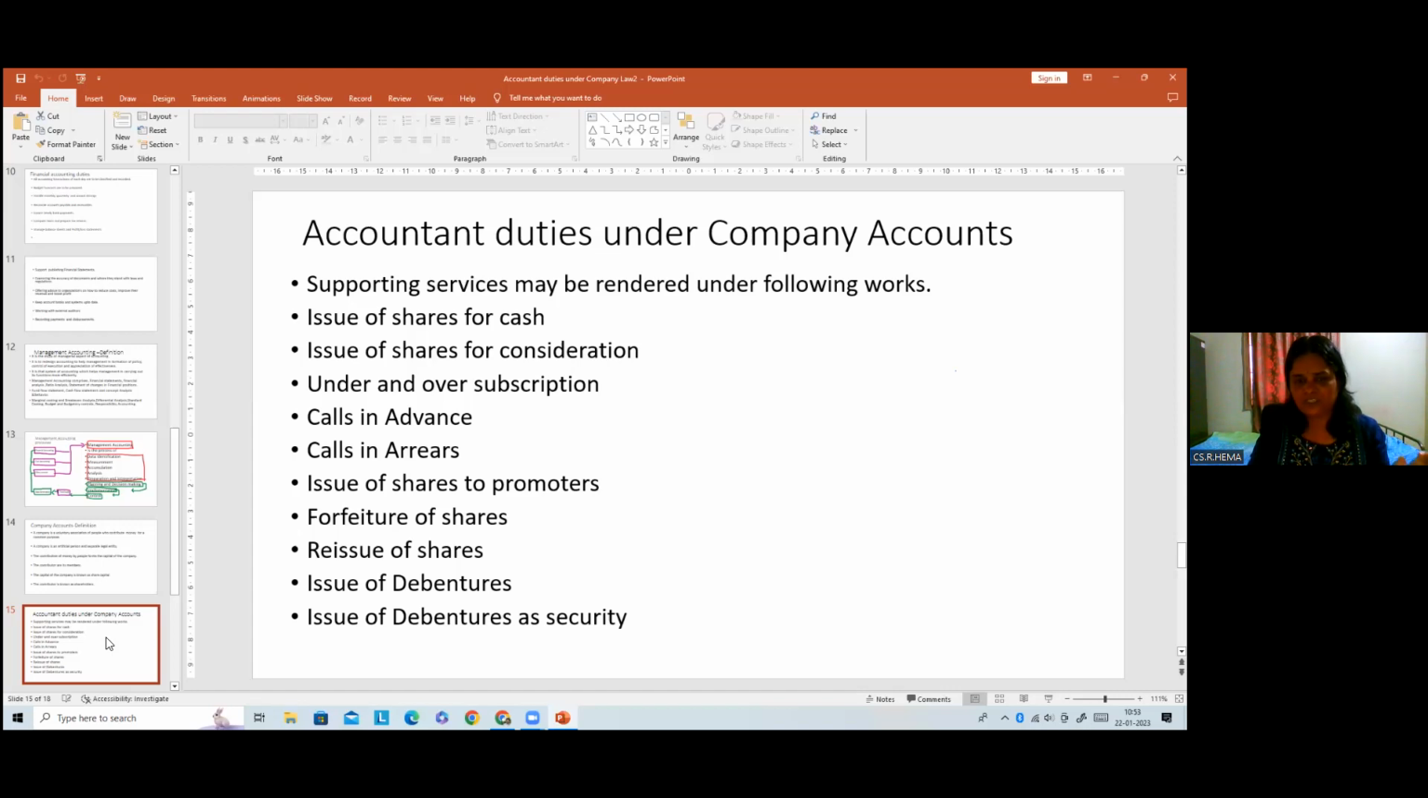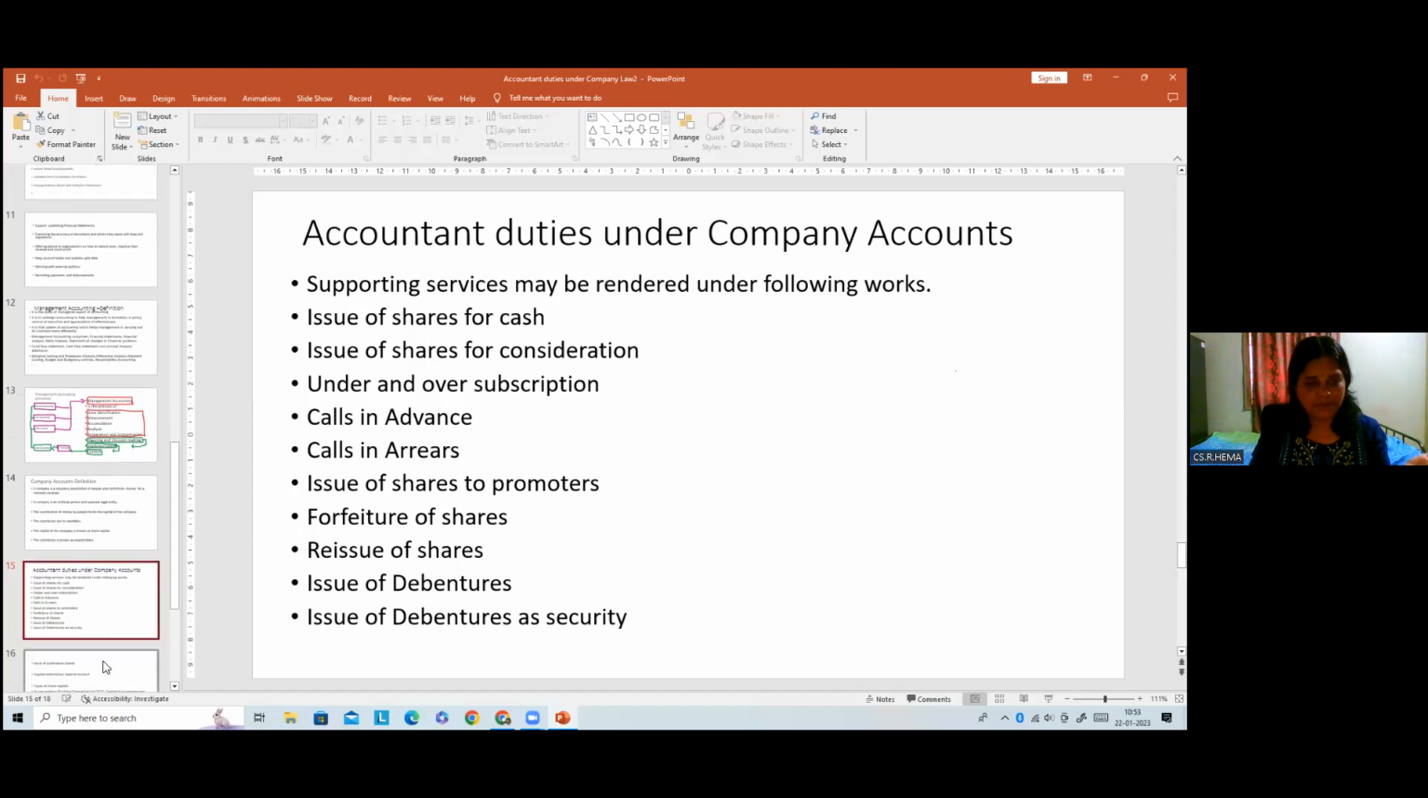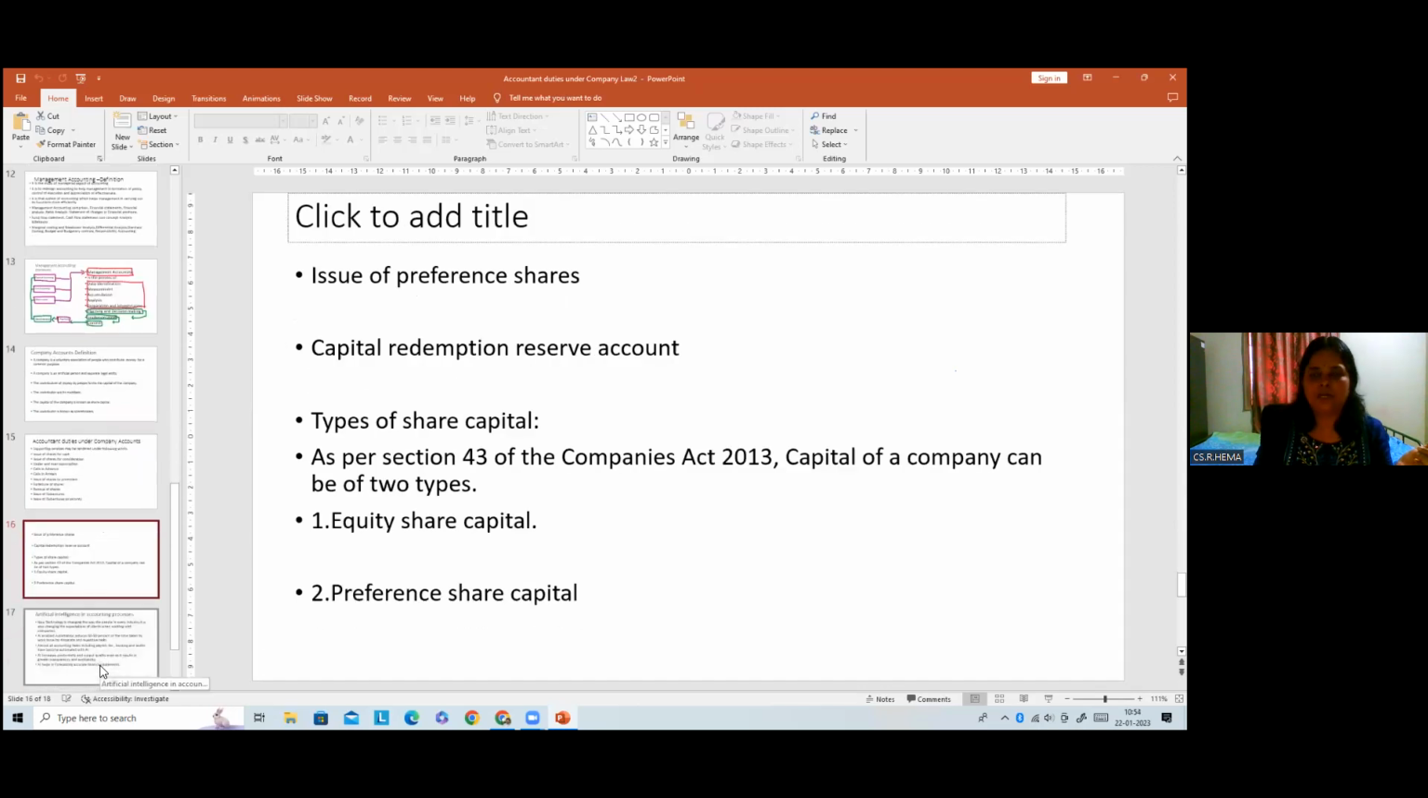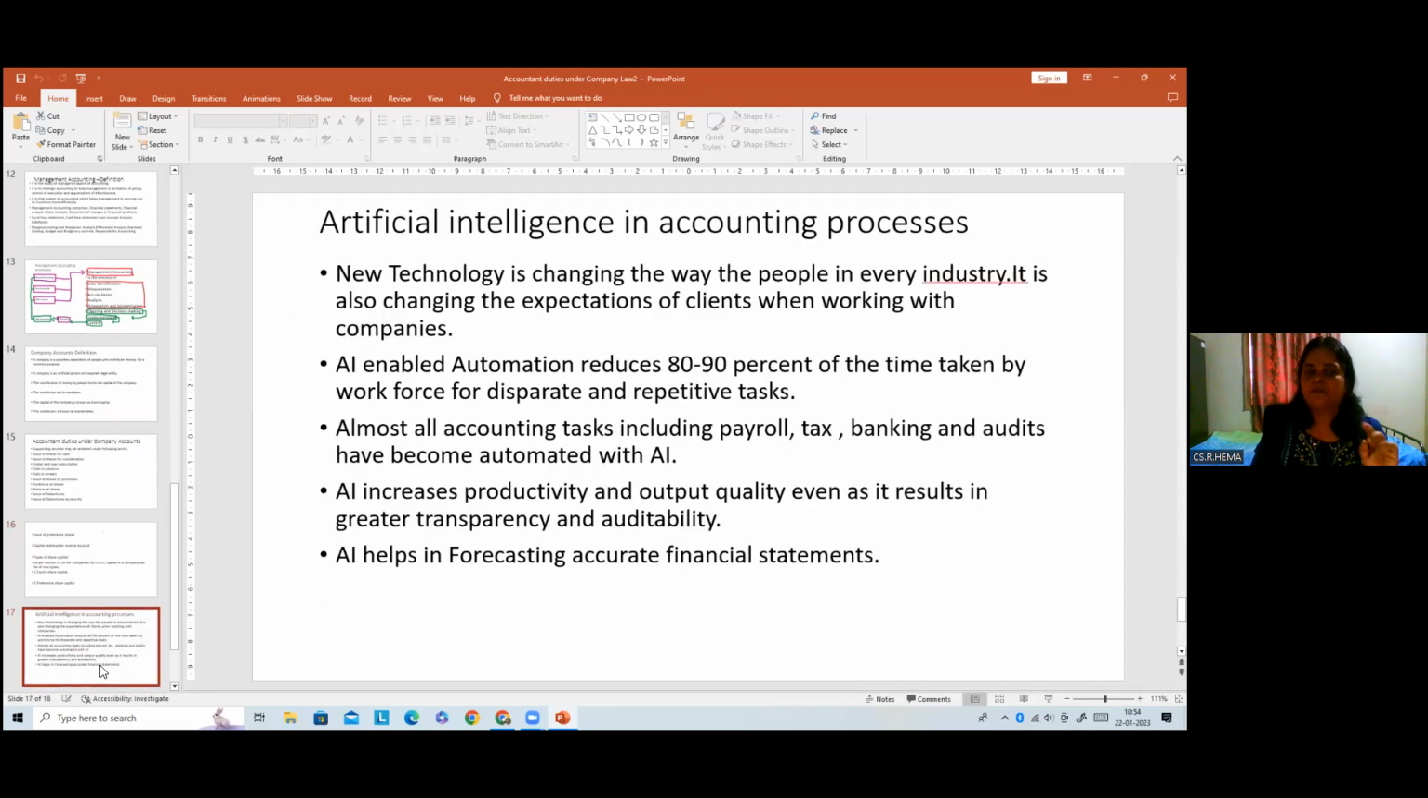Issue of debentures, issue of debentures as a security. We can issue debentures normally, or we can issue debentures as a security. There are two types of debentures. Issue of preference shares, capital redemption reserve account. These are all the topics which we are going to work on. And types of shares as per section 43 of the Companies Act. Capital of a company can be of two types: equity share capital and preference share capital.